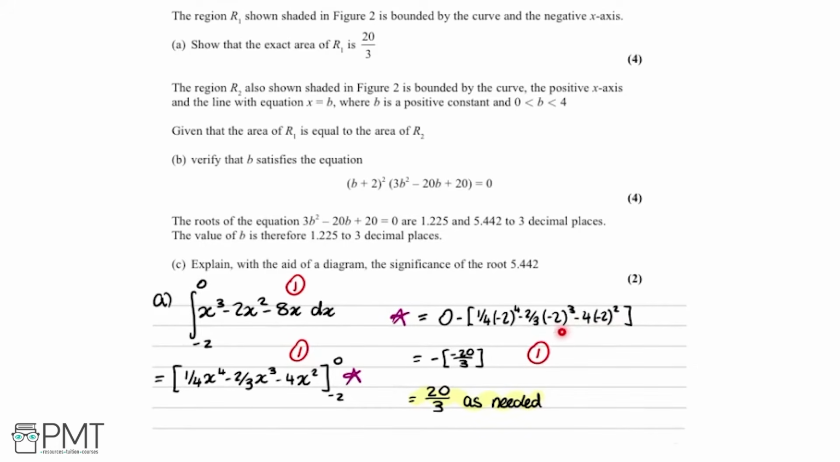And the key part is this here, where we've subbed in minus 2 and written it all out like this. We can't just skip to the answer because it's a show that question. So we need to make sure that we're showing each part of our working line by line to get all the marks.